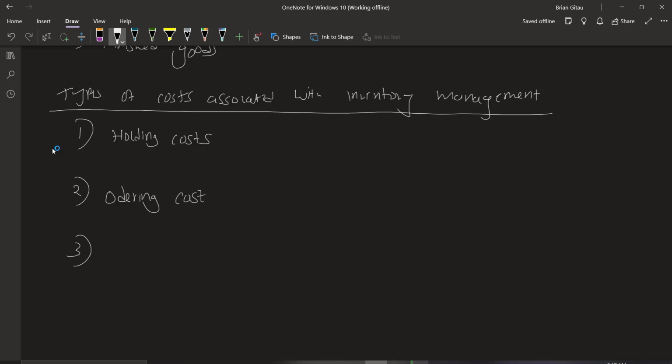And then we have number three, the other type of cost. We have purchase cost. Now, purchase cost is the cost of purchasing a unit of stock. Say we are buying a shipment of pens. If one pen costs us 5 shillings, then our purchase cost will be 5 shillings per unit of pen. That is the purchase cost. It's quite direct.